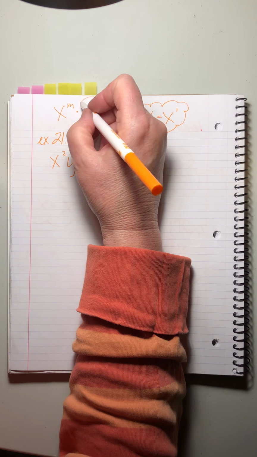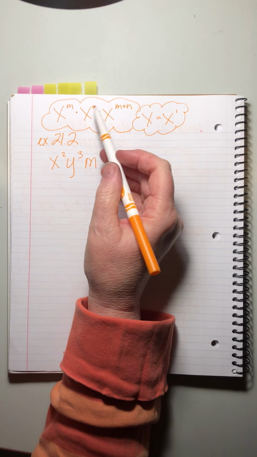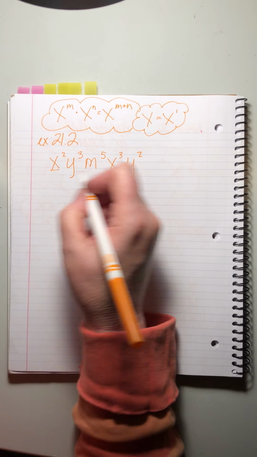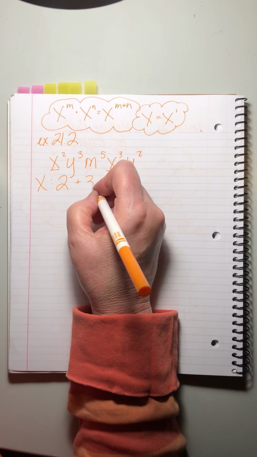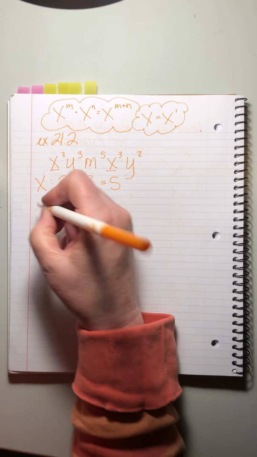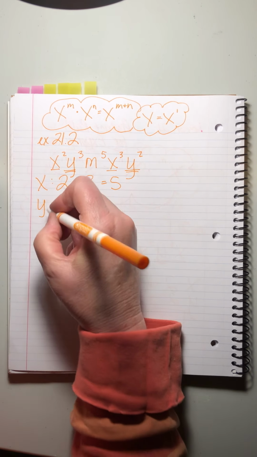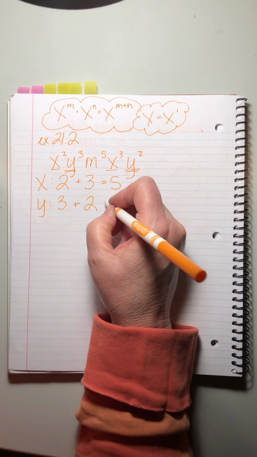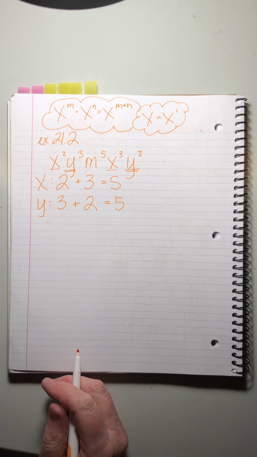Okay, so the product rule says that if we're multiplying matching bases, we can add the exponents. So let's do it again like we did last time. Here are the x's. 2 plus 3 equals 5. Here are the y's. 3 plus 2. Those turned out the same, didn't they?